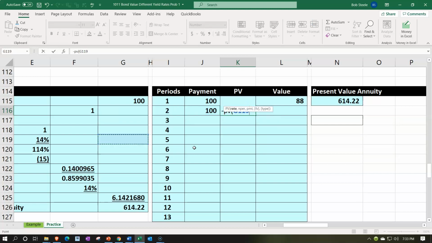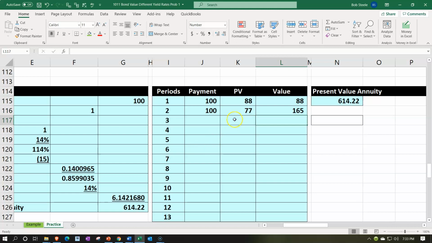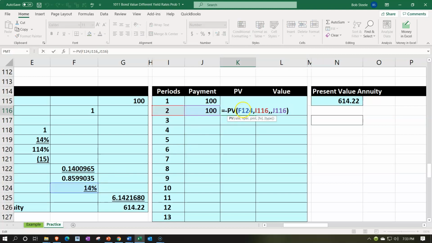Rate is going to be the 14%, comma, number of periods 2 now, comma, comma, future value 100. And there's the 77, so we're going to pick up the prior 88 plus the current 77. I'd like to copy that down, but I need to absolutize the percent because it's outside of our table, and typically when that's the case, we got to make that an absolute because I don't want it to move.